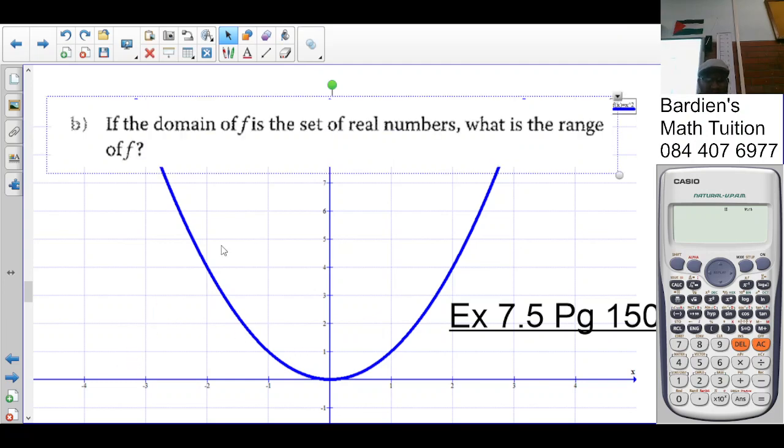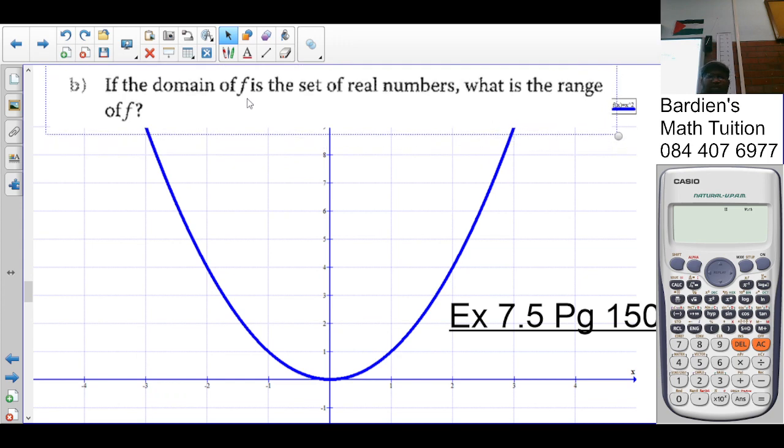Okay, so this is the question there. If the domain of f is a set of real numbers. So if they didn't tell us that, and they asked us to work out the domain and the range, the domain would have been x is an element of all real numbers. Why? Because this graph goes to negative infinity and positive infinity.